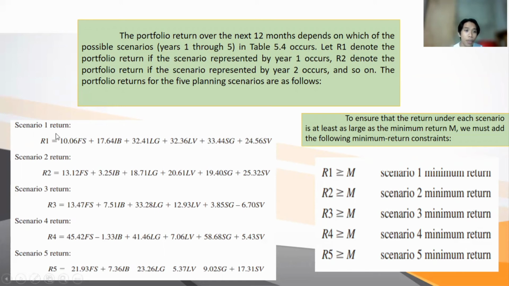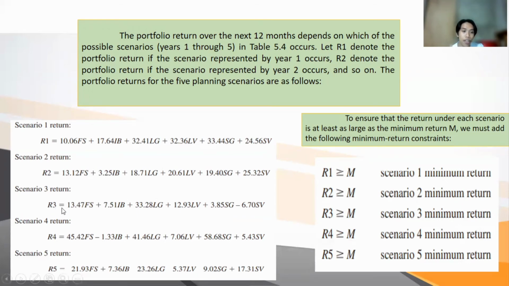So here, the scenario 1 return is R1 equals 10.06 FS plus 17.64 IB plus 32.41 LG plus 32.36 LV plus 33.44 SG plus 24.56 SV. Then for the scenario 2 return, R2 equals 13.12 FS plus 3.25 IB plus 18.71 LG plus 20.61 LV plus 19.40 SG plus 25.32 SV.